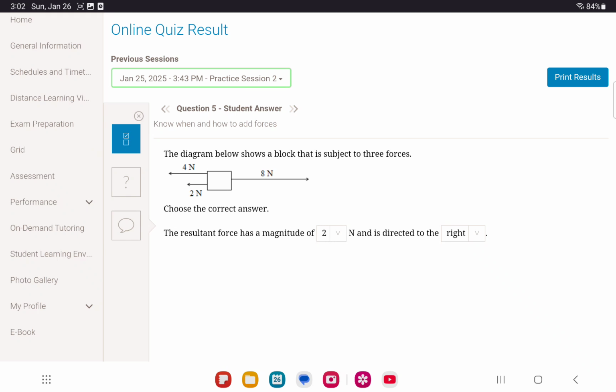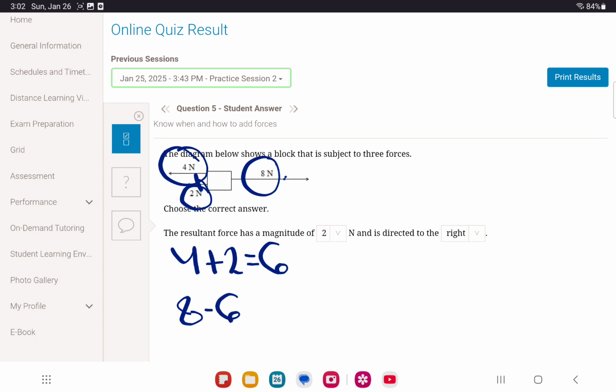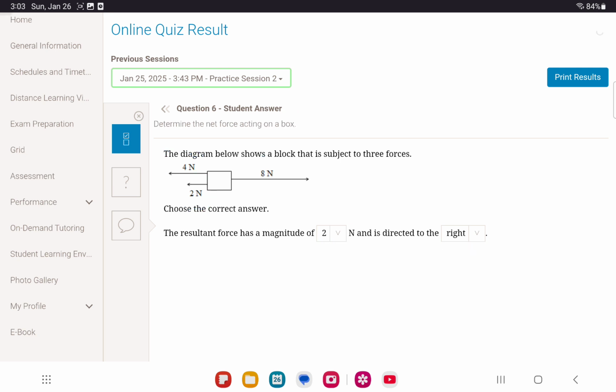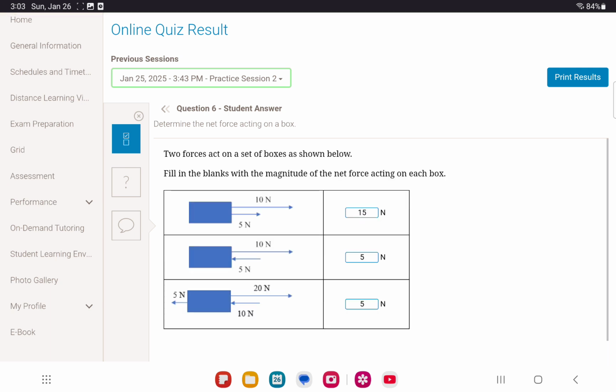These two are in the same direction. This is opposite, so we have to add these up and then minus it from this, or minus this from that. Okay, so 4 plus 2 equals 6, and then we minus 6 from 8, which is 2. And 8 is greater than 6, so it's going in the direction of 8 newtons, which is the right direction. That's that question. Okay, last question.